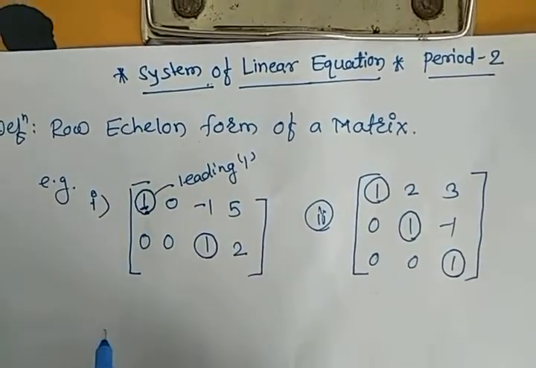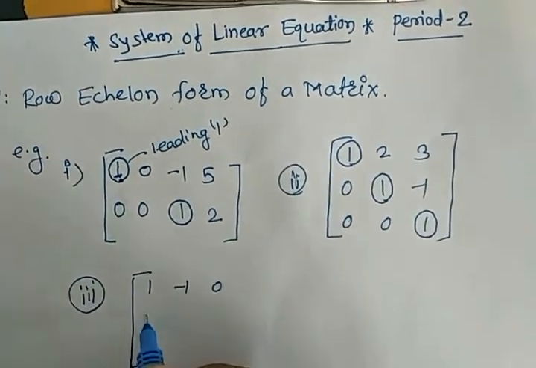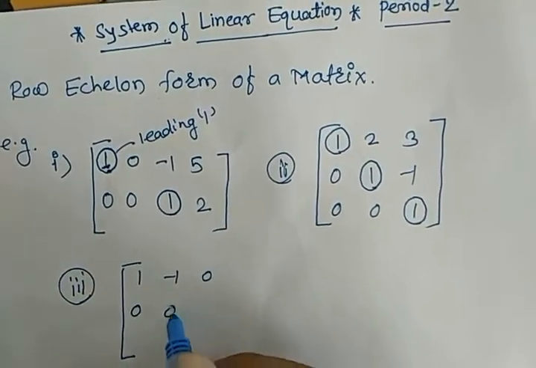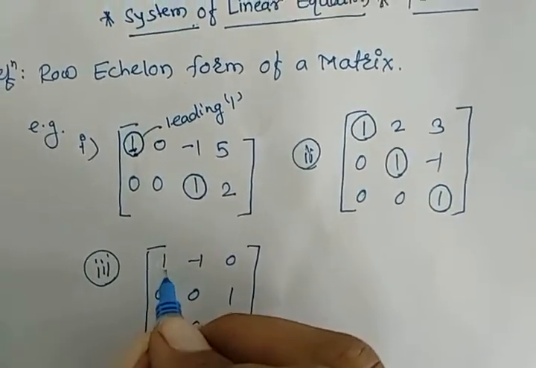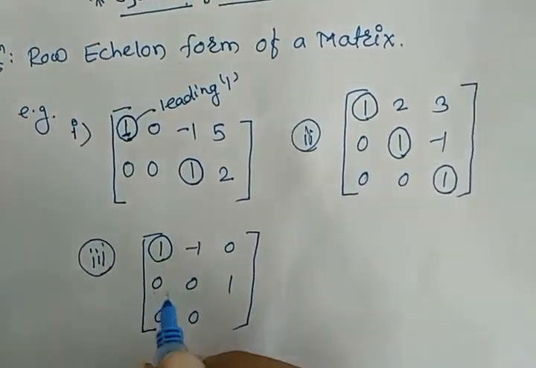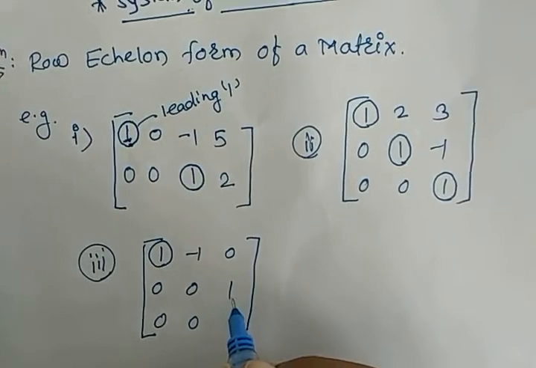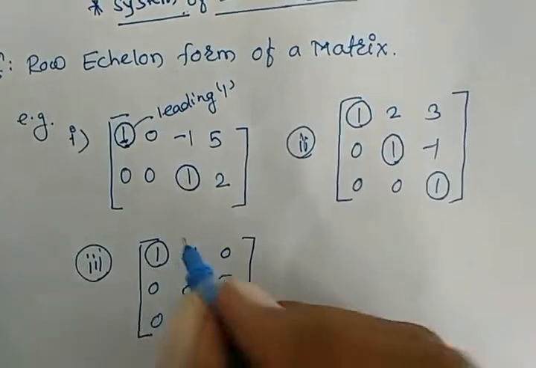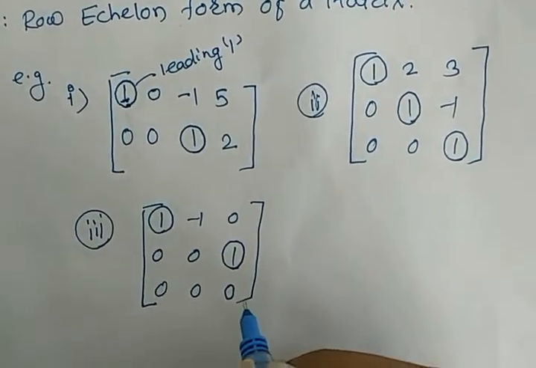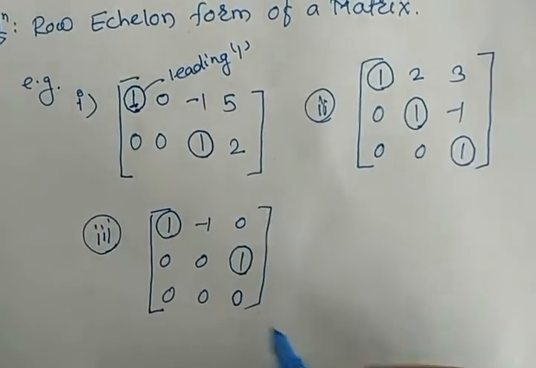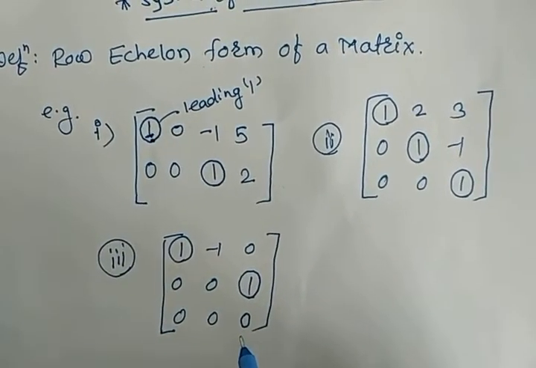In some examples, it will be of this type: 1, -1, 0; 0, 0, 1; 0, 0, 0. In this example, at A11 there is a leading 1, and in the second row the first two terms are 0 and the third term is 1, so we get a leading 1. In the last row there will not be a leading 1, so all its elements should be 0. So we get two leading 1s in this matrix. These all are examples of row echelon form of a matrix.